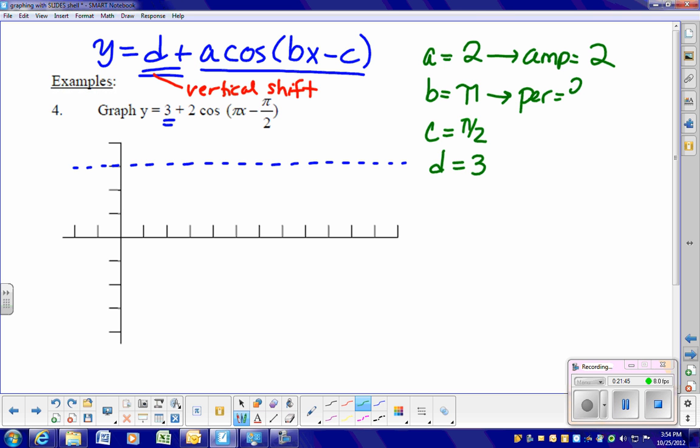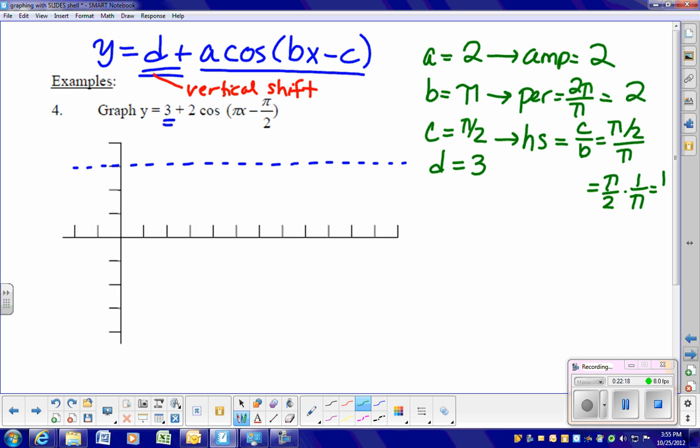The period is 2 pi over B, which in this case, the pi's would cancel, and we get just 2. So our horizontal axis is just going to have regular numbers on it, not with pi's. C, not just in this case, but in all cases, tells us our horizontal shift. And our horizontal shift is C over B. So in this case, that's pi over 2 divided by pi. Remember how you divide fractions. So we'd have pi over 2 times 1 over pi. The pi's cancel and you get a half.